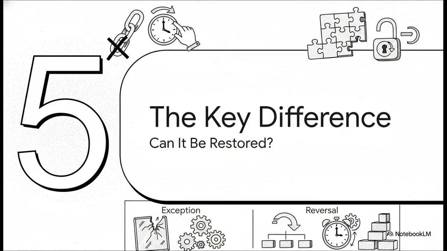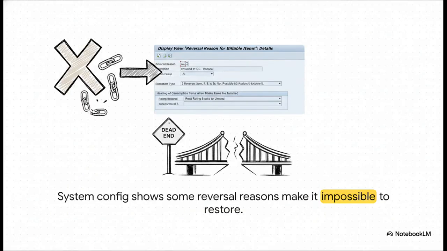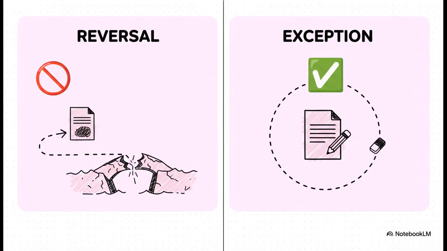But look, if you only remember one thing from all this, please make it this next point. The single biggest, most important difference comes down to one simple question. Can you undo it? And this screenshot is all the proof you need, pulled right from the system's configuration. Just look at that exception type field. An admin can literally set up a reversal reason that makes it impossible to restore the item. It becomes a one-way street, no going back. And the system options confirm it. Depending on how your company has everything configured, choosing a specific reversal reason can be a permanent, irreversible move. That item cannot be brought back to its previous state.